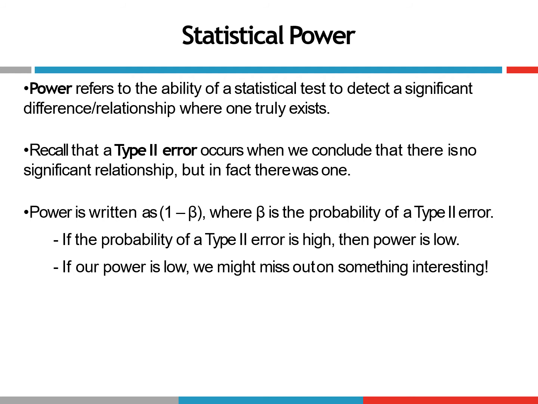Power is simply 1 minus beta. And beta is going to represent the probability of a type 2 error, right? So if the probability of a type 2 error is high, then the power is low. If our power is low, then it means we might miss out on something interesting. We might miss out on a potentially significant finding.